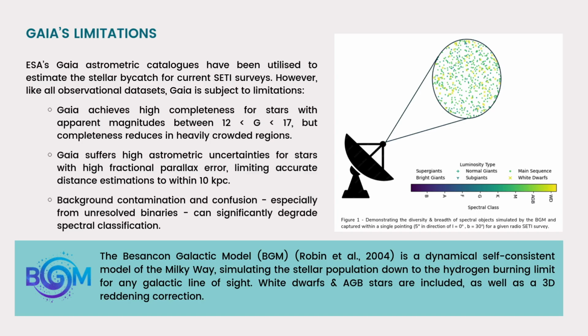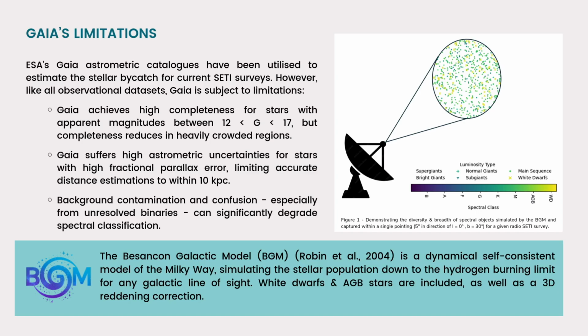To demonstrate, we replicate the Breakthrough Listen Enriquez Price survey, simulating the stellar bycatch using the Besançon Galactic Model for 1,229 unique pointings. Sheikh found 288,000 stars using Gaia DR2. We simulate stars up to 25 kiloparsecs with no restriction on magnitude and find 6,182,000 stars for the same number of pointings.